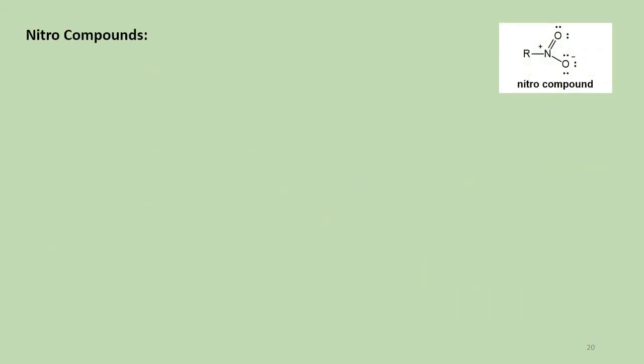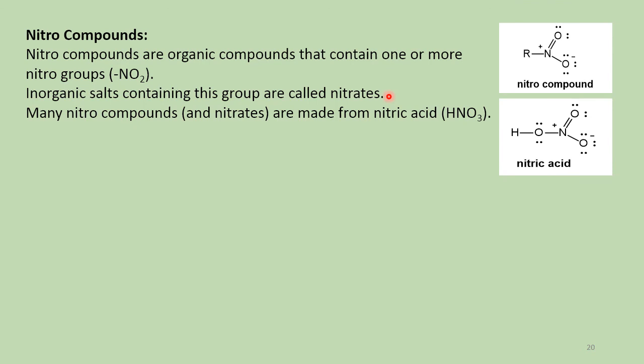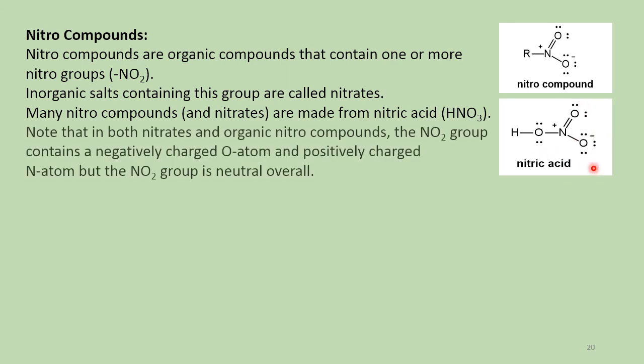Nitro compounds contain the NO2 group bonded to an alkyl group. Inorganic salts that contain the same group are termed nitrates. Many nitro compounds and nitrates are in fact made from nitric acid. Now you want to notice that in both nitrates and in the organic nitro compound, the NO2 group contains a negatively charged oxygen and a positively charged nitrogen, while the whole NO2 group is overall neutral.